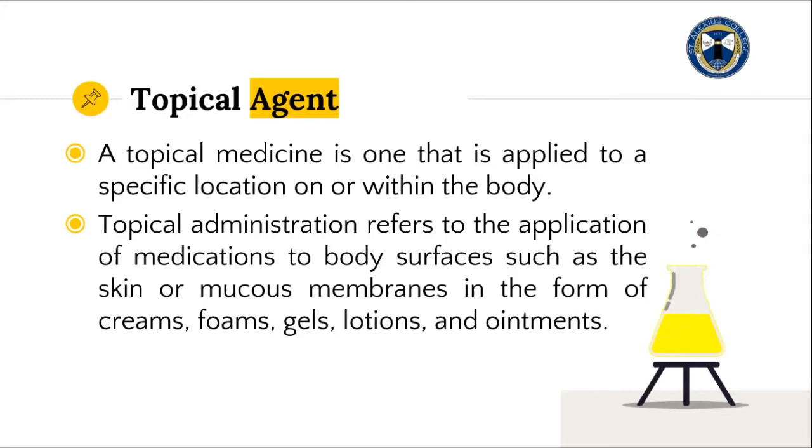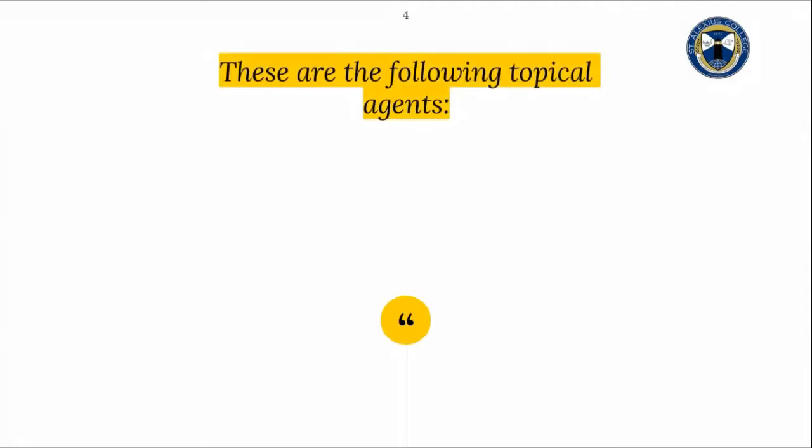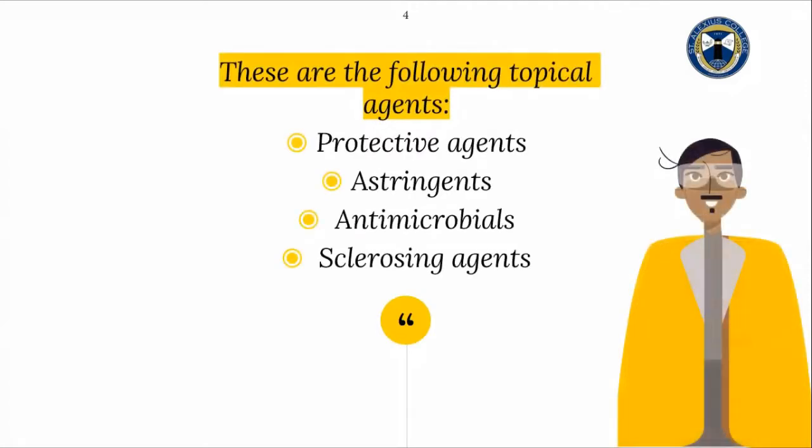So our topical agent can be used to treat pain or other problems in specific parts of our body. Topical medication can also be used to nourish skin and protect it from harm. So these are the following topical agents: protective agents, astringents, antimicrobials, and sclerosing agents.